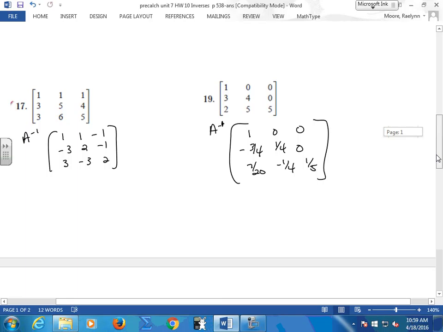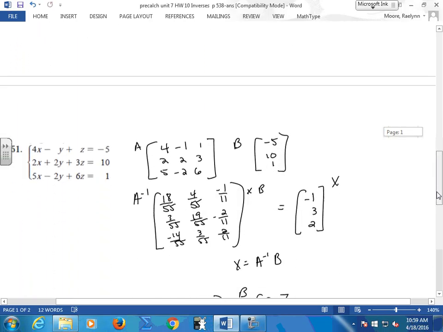We okay with this? Finding inverses? Okay.